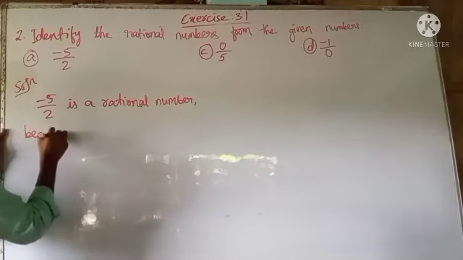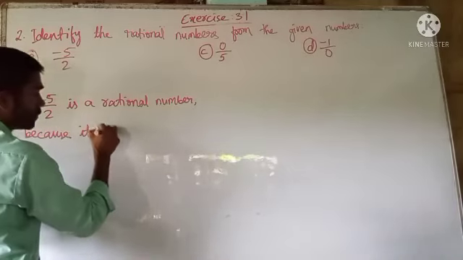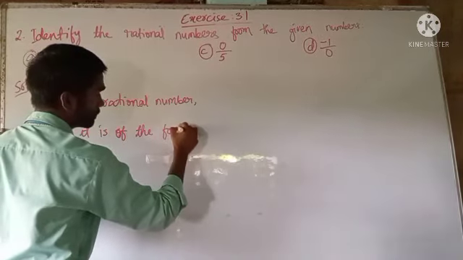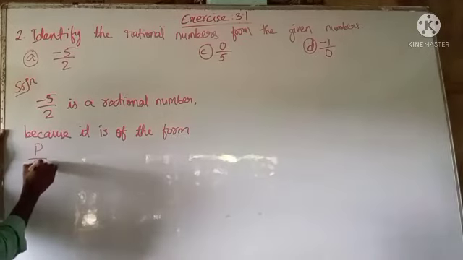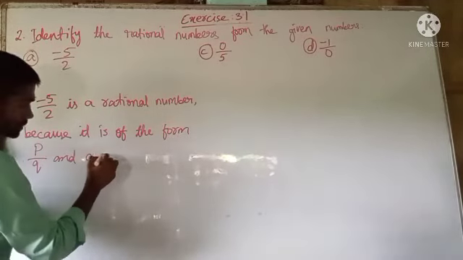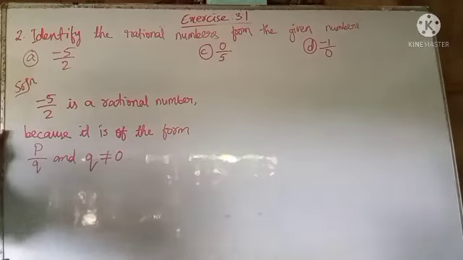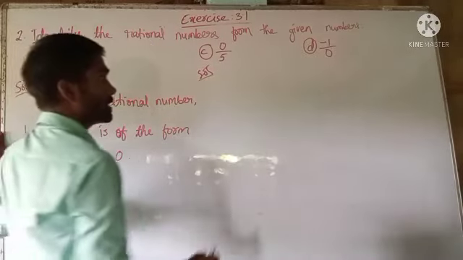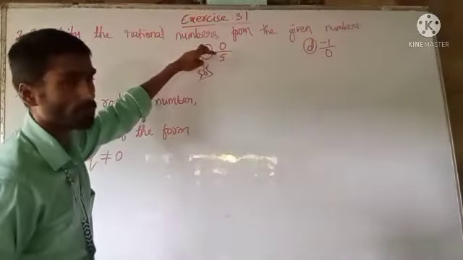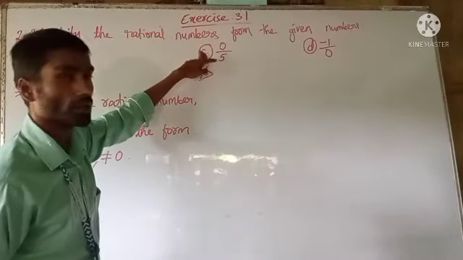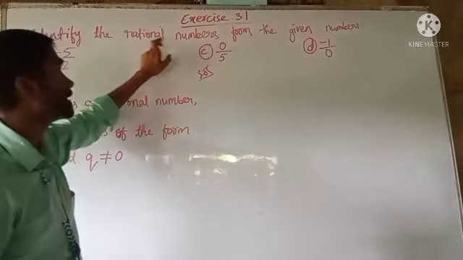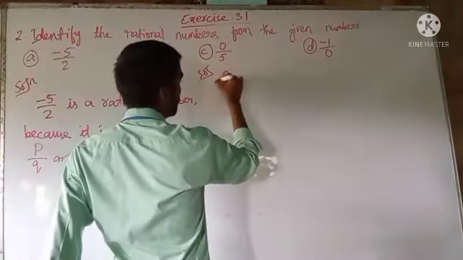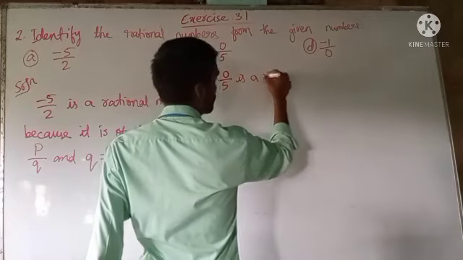Because it is of the form p by q and q is not equal to 0. Right? Now option number C here I have taken, that is 0 by 5. In the denominator's place it is 5 and it is of the form p by q. So we can say that 0 by 5 is a rational number, because in the denominator's place it is not 0. So we can write 0 by 5 is a rational number.